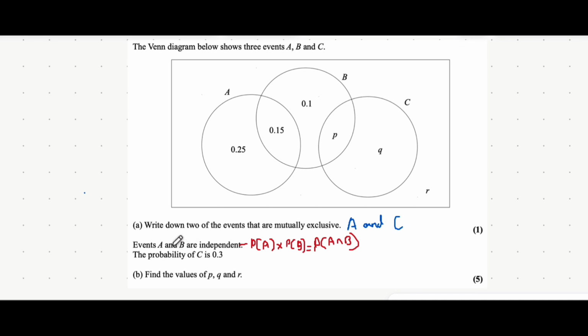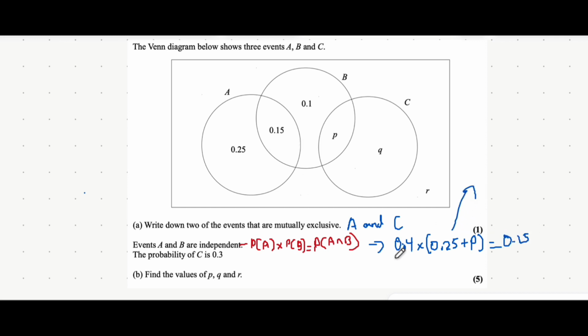Now, it tells you events A and B are independent. This equation applies when two events are independent, and using that, we can form our own equation. We can say the probability of A, which is everything in the circle of A, 0.25 plus 0.15, that's 0.4, multiplied by the probability of B, which is 0.15 plus 0.1 plus, you have to remember the P as well, that's 0.25 plus P. I'm going to put that in a bracket because we're going to multiply 0.4 to all of that bracket, is equal to the intersection of A and B, which is just 0.15.